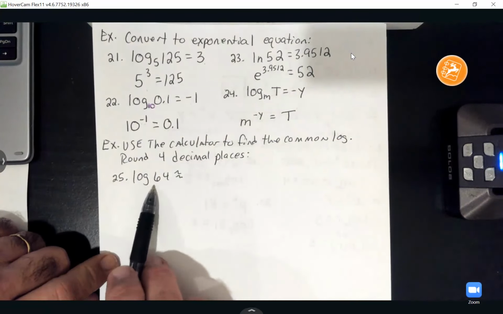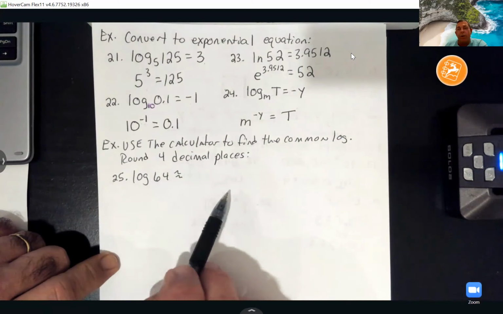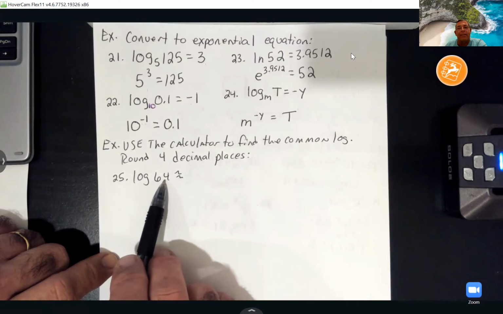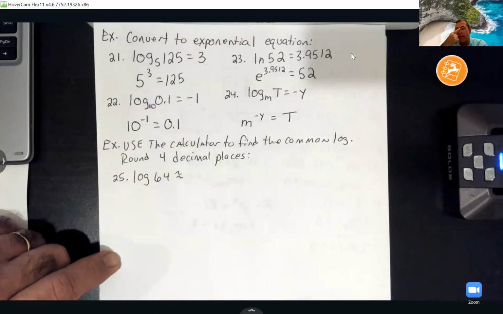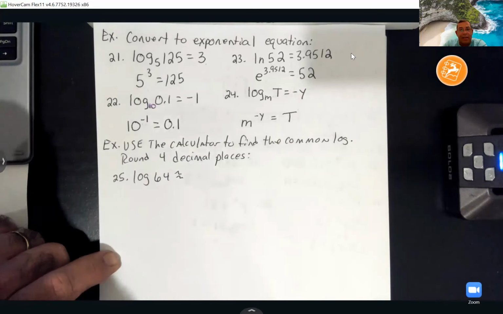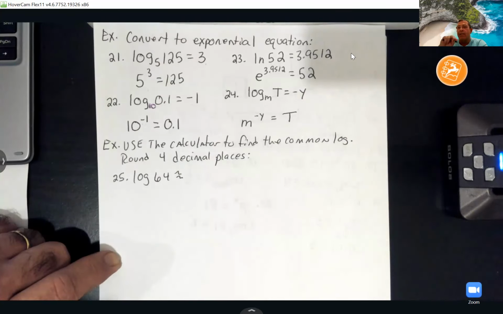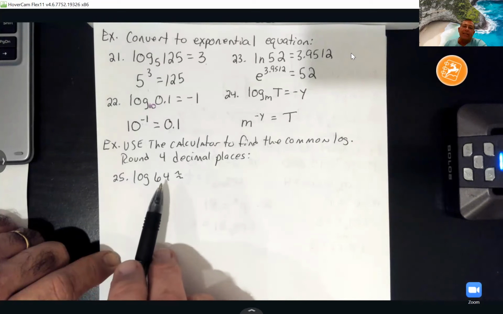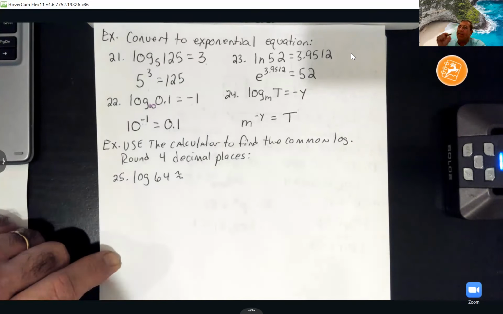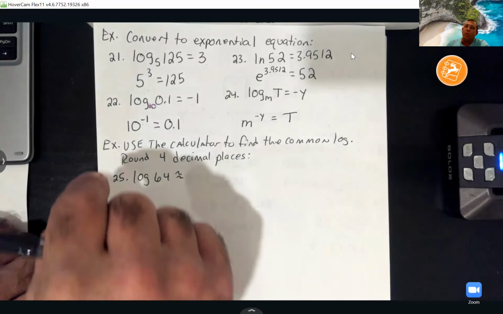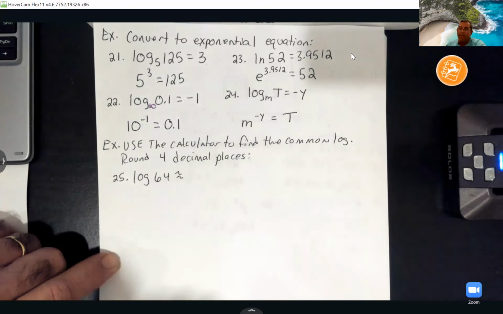10. So think about this. We're looking for an exponent that we can raise 10 to get a 64. Well, 10 to the first power is 10. 10 squared is 100. Well, 64 is in between 10 and 100. So that means that exponent has to be in between a 1 and a 2.